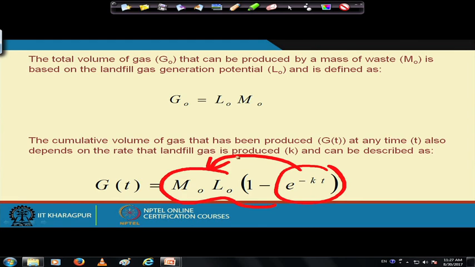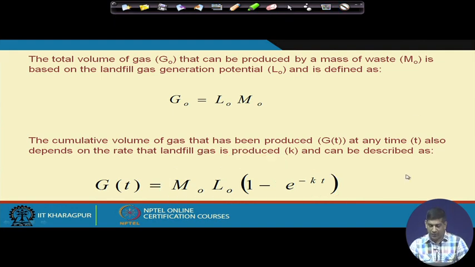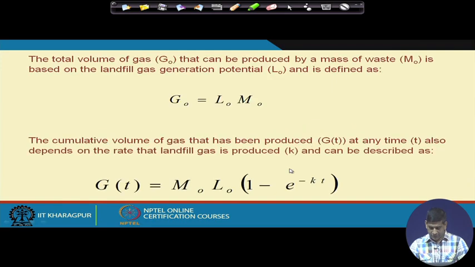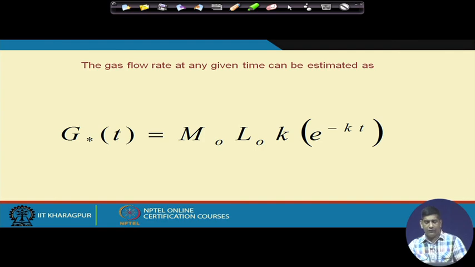So, going back from January 2017 to January 2020, if we take t equal to 3 years, that is the amount of gas we can get from this formula. That tells you how much gas will be produced at one particular time. The gas flow rate at any given time can be estimated as G at time t equals M0 L0 k times e to the power of minus kt. That gives you the value at any particular time.